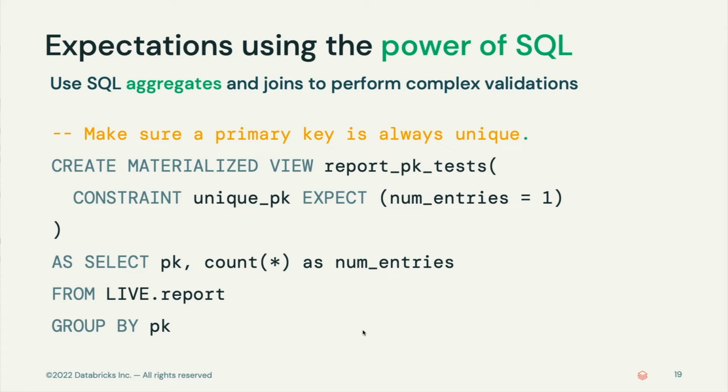Expectations might sound really simple. You might say, well, if I can only write a Boolean expression over a single row, how can I do powerful data quality constraints with that? Well, let me give a couple of examples, because once you start combining it with materialized views, you could start doing some pretty cool stuff.